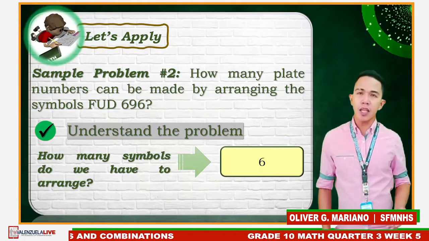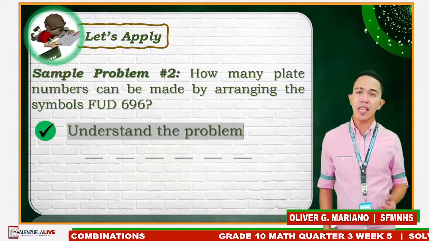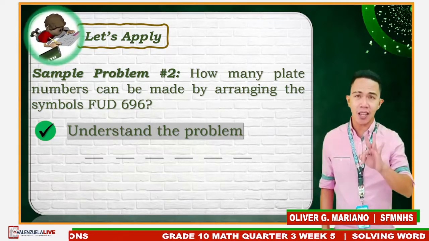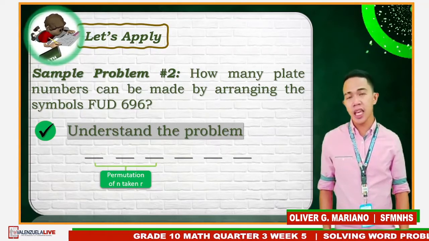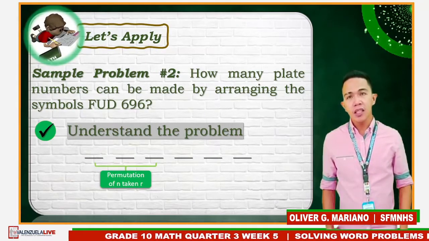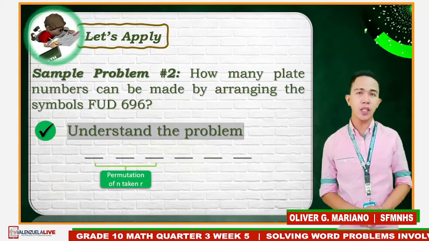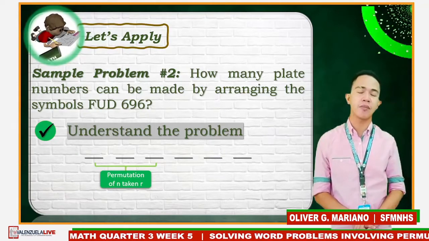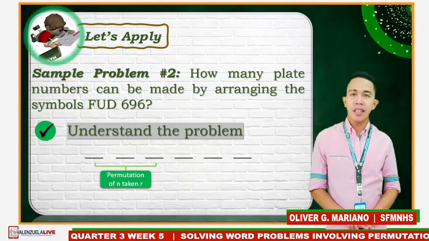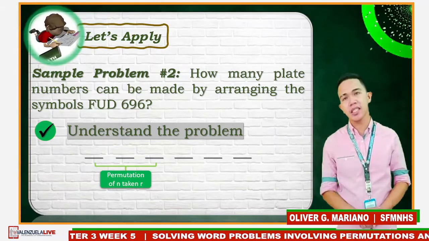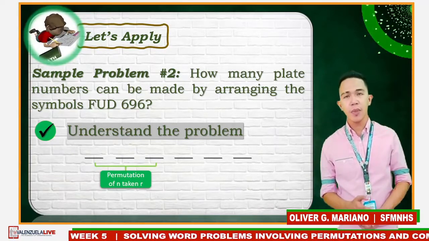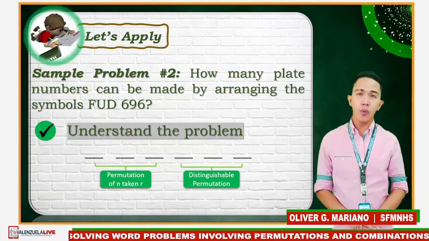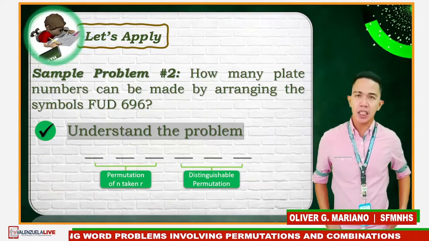In this problem, we know that there are 6 slots for the given symbols to be arranged, in which the first 3 slots are allotted for the letters F, U, and D. Since each letter is distinct, we treat this as a permutation of n objects taken r at a time. Further, the last three slots are for the digits 6, 9, and 6. Obviously, there are symbols here that are alike. So, we treat this as distinguishable permutation.